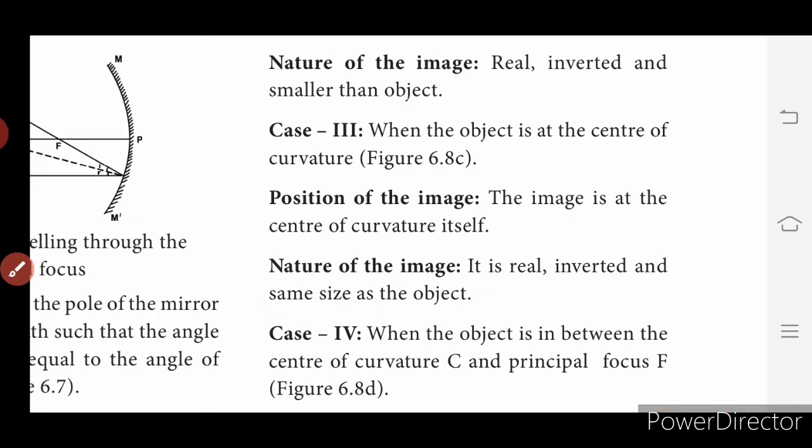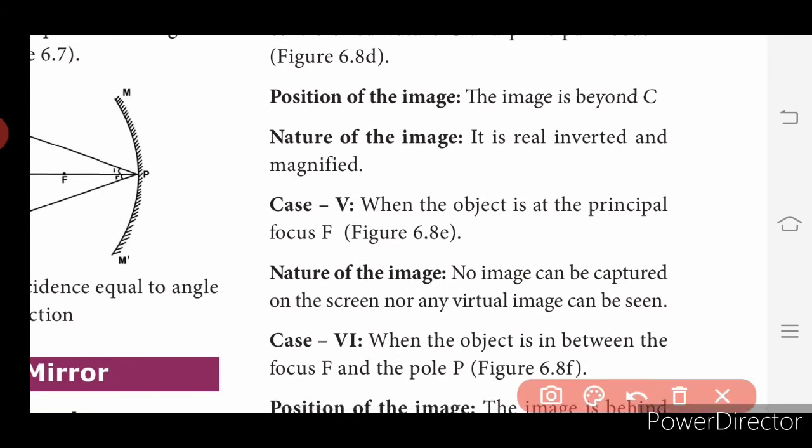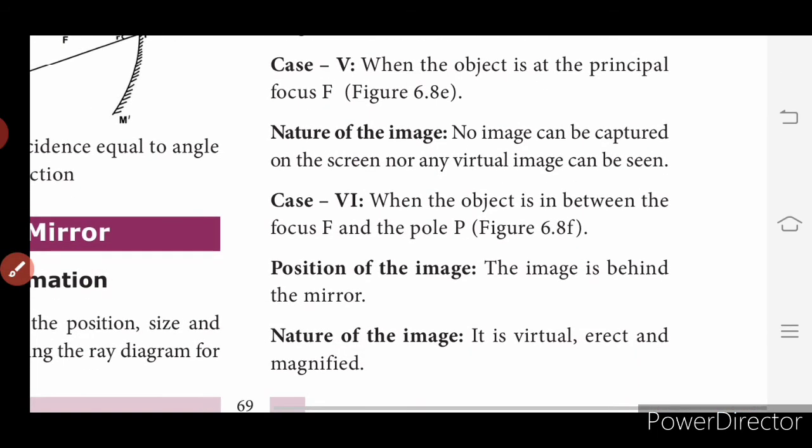Then in case 4, when the object is between the center of curvature C and the principal focus F, the position of the image will be beyond C, and the nature of the image is real, inverted and magnified. In case 5, when the object is at the principal focus F, the image cannot be captured on a screen, nor can any virtual image be seen. And in case 6, when the object is between the focus F and the pole P, the position of the image is behind the mirror, and the nature of the image is virtual, erect and magnified. Okay.